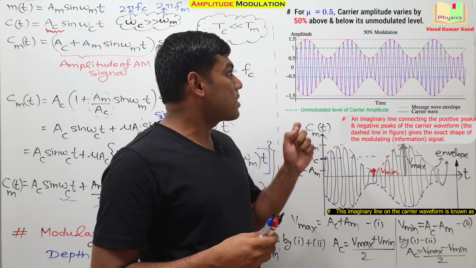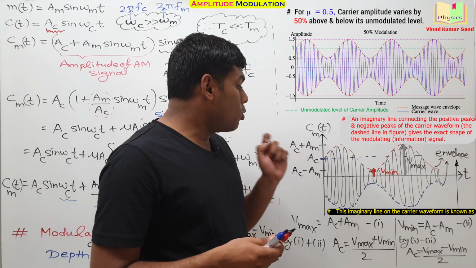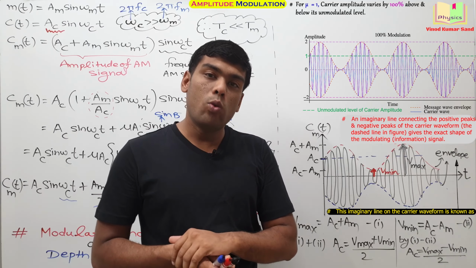Got it? This kind of modulation is counted as under modulation. Then comes the most important case, mu equal to 1.